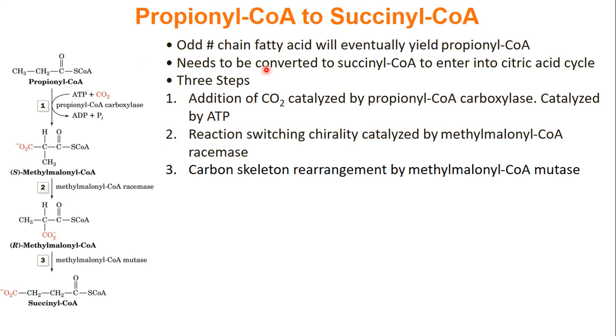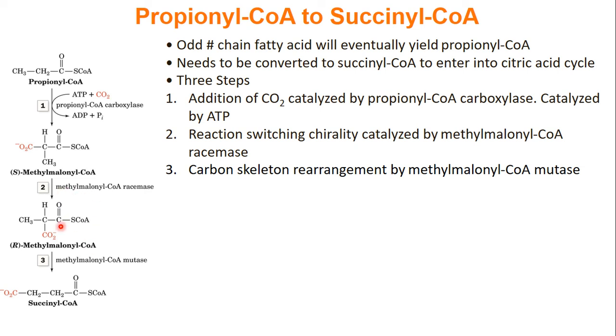And so the way we do that is we're going to convert it to succinyl coenzyme A. And then that can enter the citric acid cycle. And there's 3 steps to this. 1, we add carbon dioxide via propionyl coenzyme A carboxylase. We get methylmalonyl coenzyme A. It's the wrong chirality though, so we need to switch chirality using the enzyme methylmalonyl coenzyme A racemase.